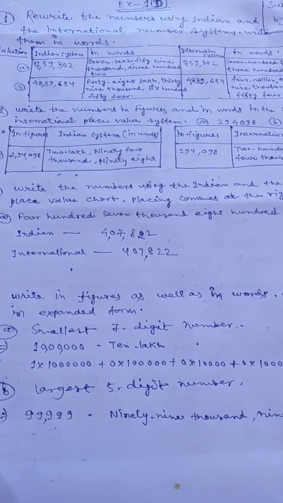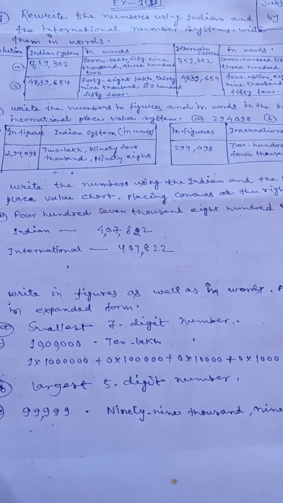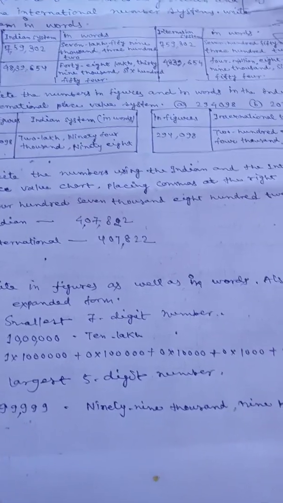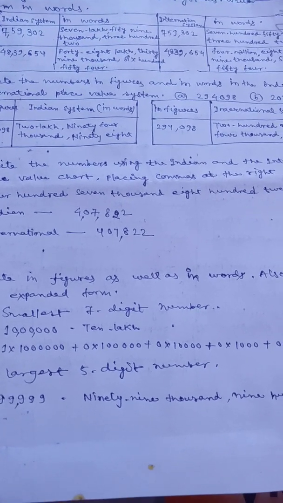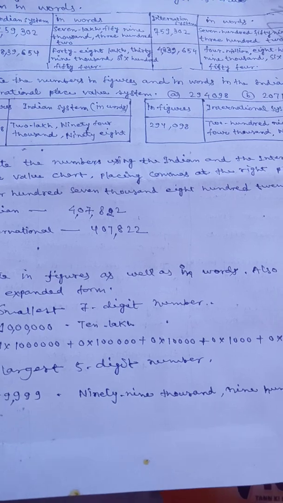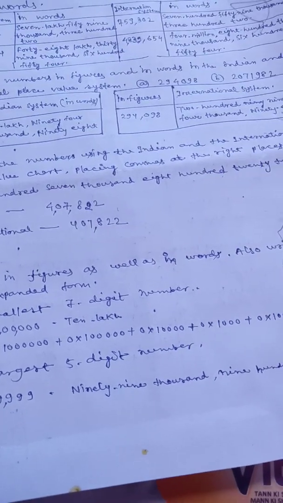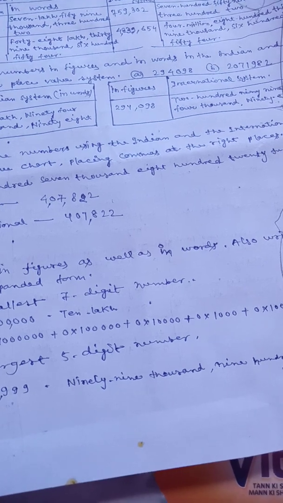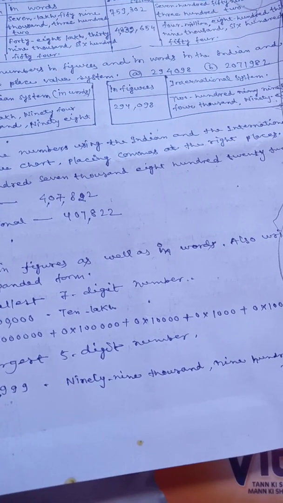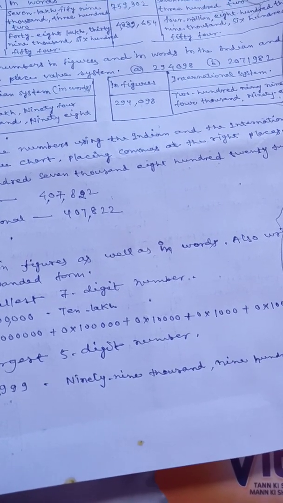In the Indian number system, the place value chart is divided into spreads. One spread consists of three digits. Thousand spread consists of two places. Lakh spread consists of two places, and crore spread, two places.